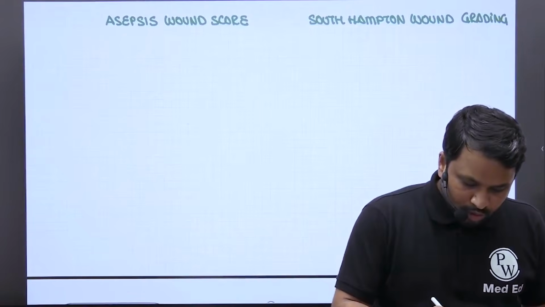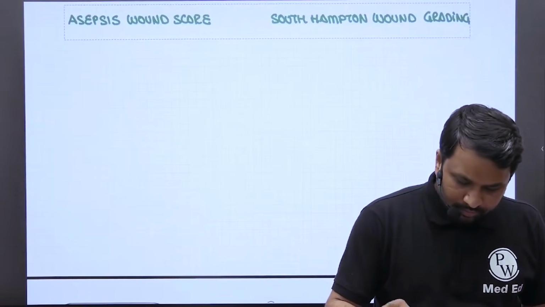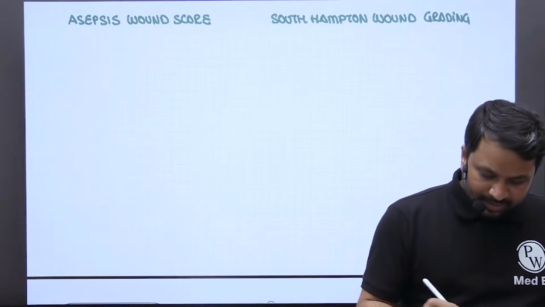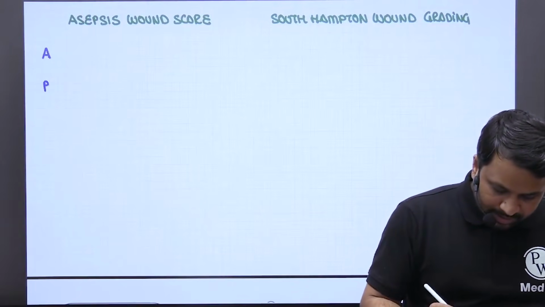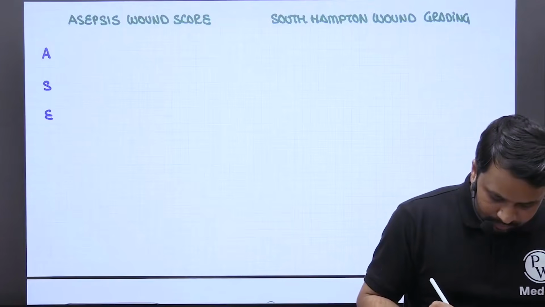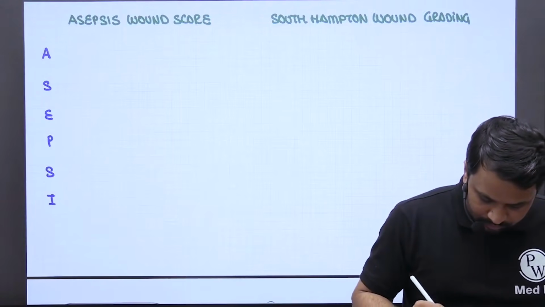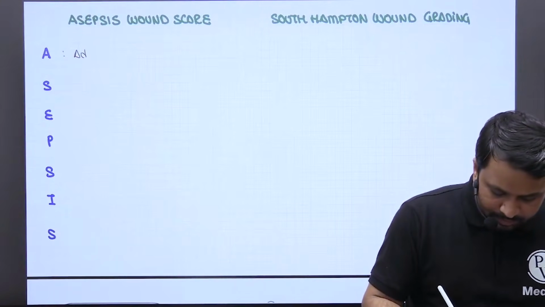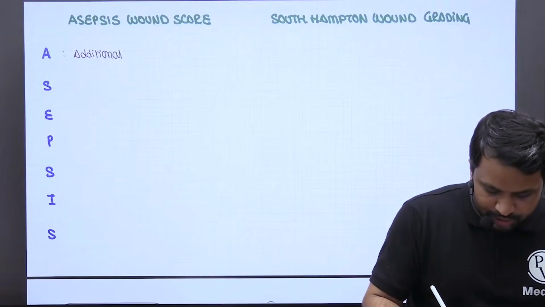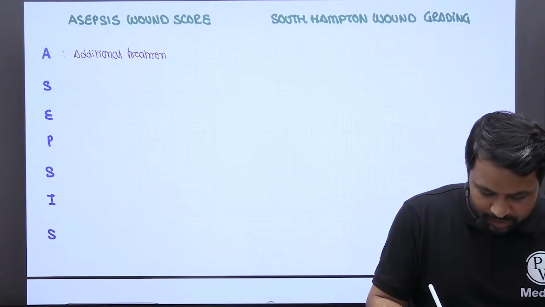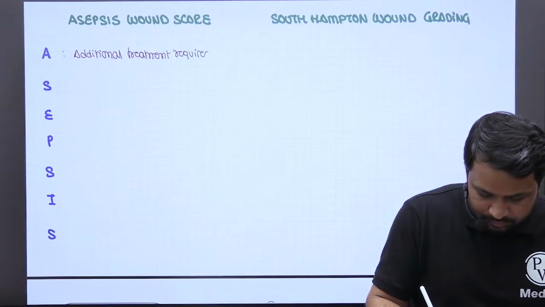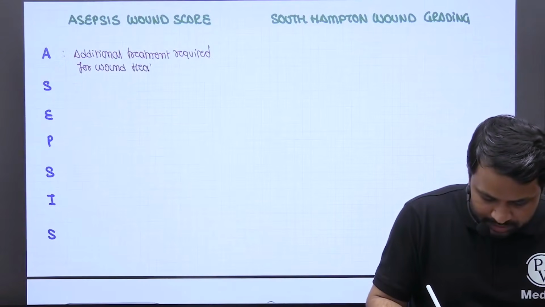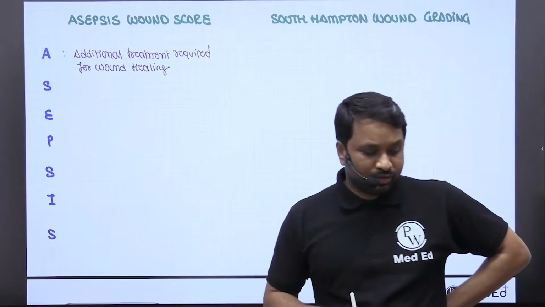So we have two components that are going to be present. One is going to be your ASEPSIS wound score. Another one is going to be the Southampton wound grading system. ASEPSIS, the mnemonic itself is ASEPSIS. So what does it stand for? In ASEPSIS, A stands for additional treatment. It is the additional treatment required for wound healing.